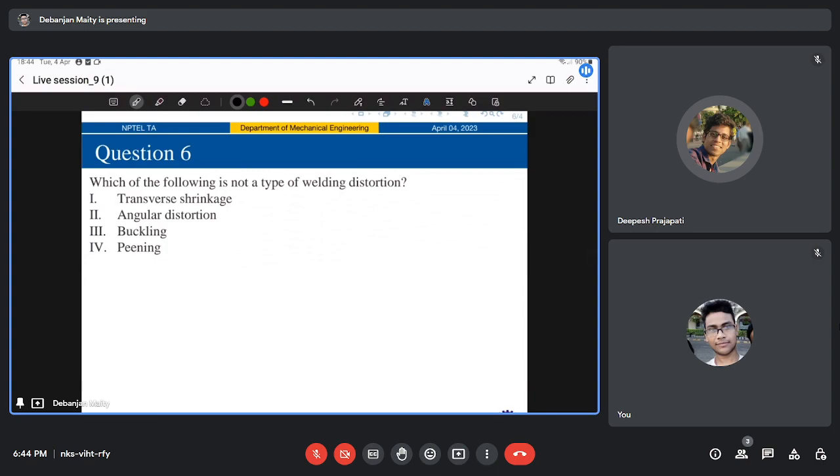Can you tell me which one will be the correct one? Which of the following is not a type of welding distortion? So you have transverse shrinkage, you have buckling also, or bowing, what I told. Then you have angular distortion, and earlier in the class I talked about what is peening, right? So can you tell me what is peening?